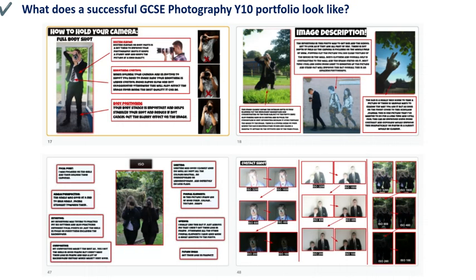This is a successful GCSE Photography Year 10 portfolio so far. This is an example of Term 1 in Year 10. We are learning how to hold our camera, how to lay out our slides successfully, how to annotate in detail and describe the process of taking our photographs, and how to showcase those skills.